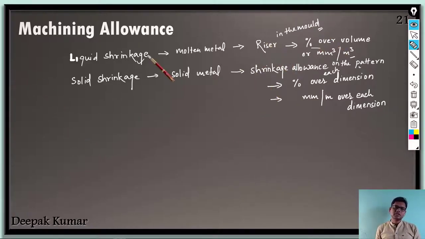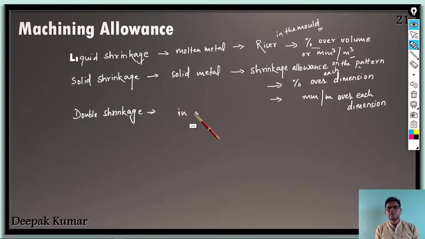So all these things we talked about in the last class. Then we talked about one more thing, double shrinkage. Double shrinkage is provided when the pattern is made of metal. So in the case of a metallic pattern, double shrinkage. Last class we talked about this.